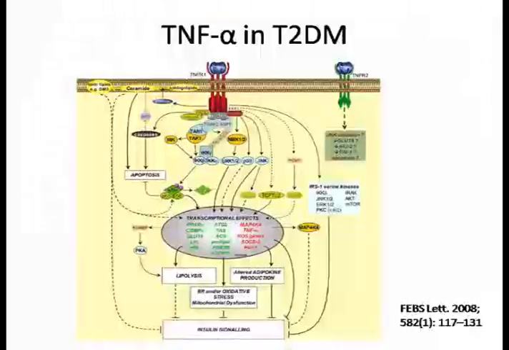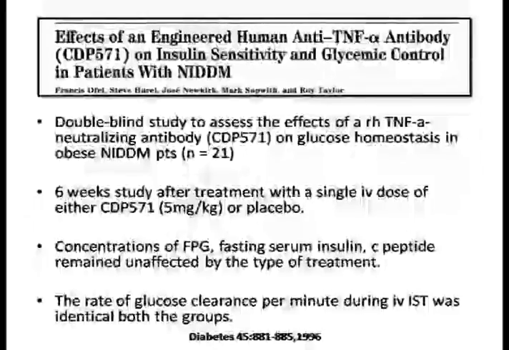What about targeting TNF-alpha? We know that TNF-alpha is implicated in rheumatoid arthritis and so many inflammatory disorders. Targeting it with infliximab, it was seen that even when you target TNF-alpha, improvement in the glycemic profile was not seen.